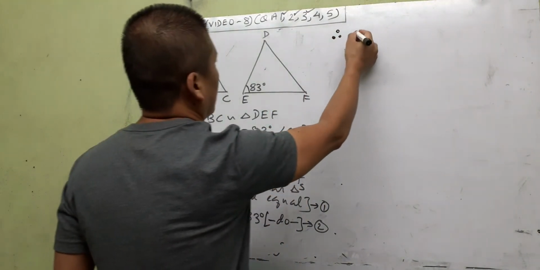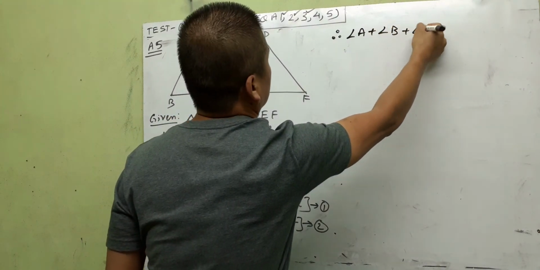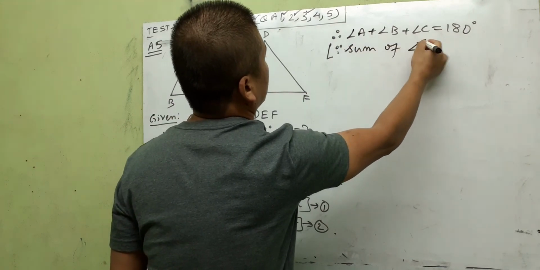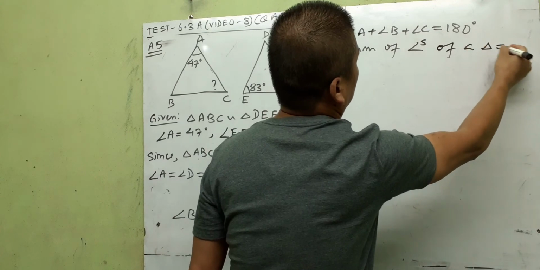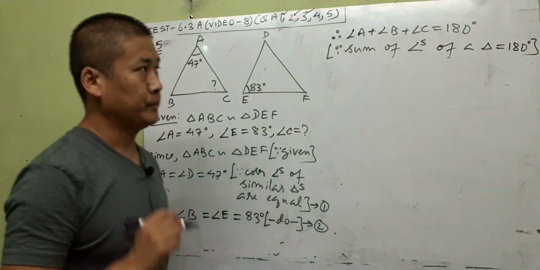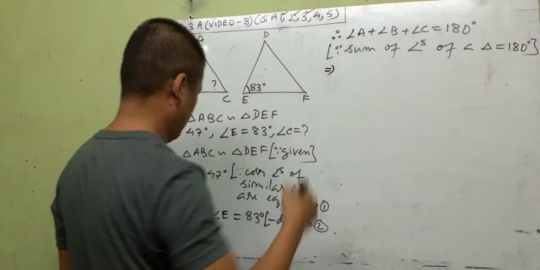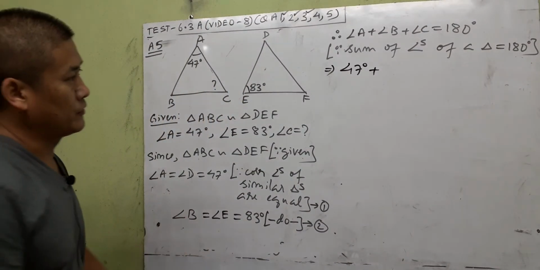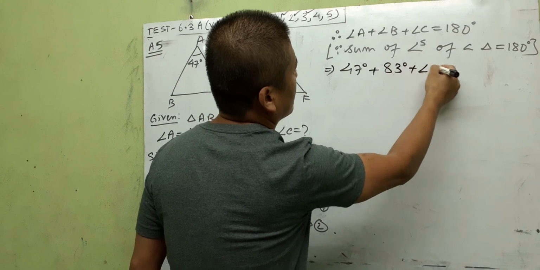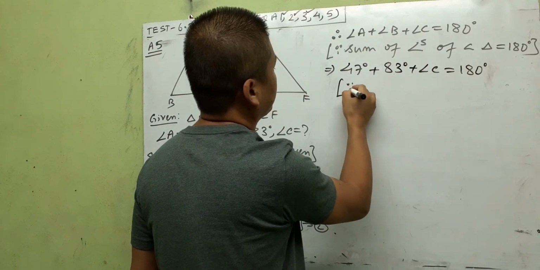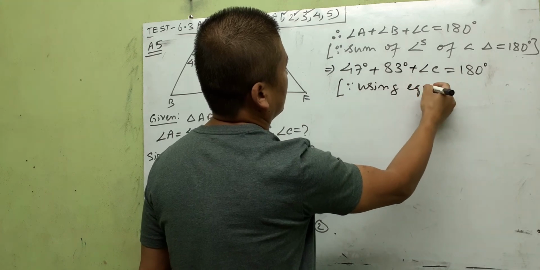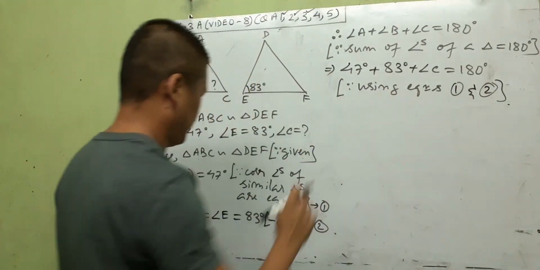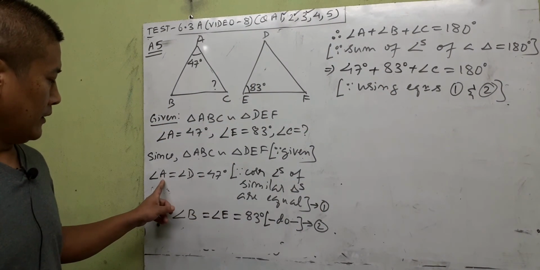So take this triangle: angle A plus angle B plus angle C will be 180 degree, because we know the sum of three angles of a triangle is always equal to 180 degree. Then A we have found out, so that implies 47 degree plus B, see here, 83 degree, plus angle C equal to 180 degree. And you can write here, since using equations 1 and 2, from where you are getting these values 47 and 83 as the values of A and B.